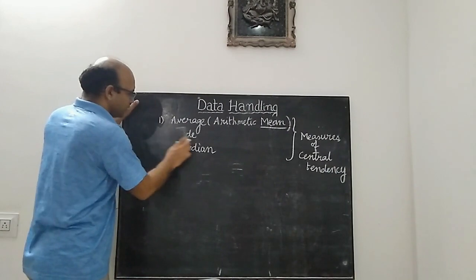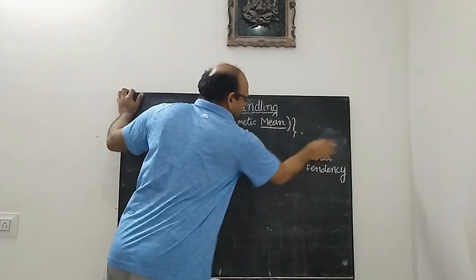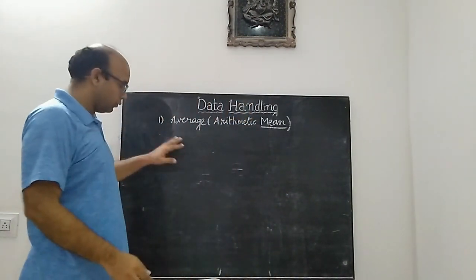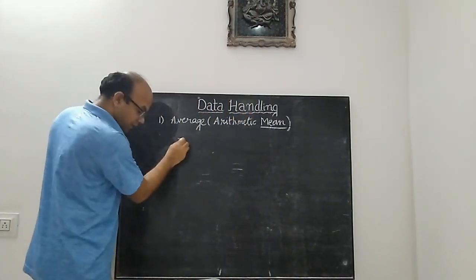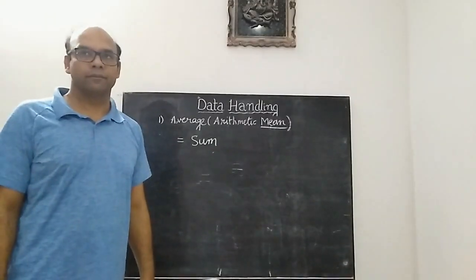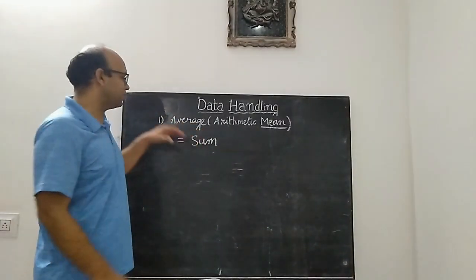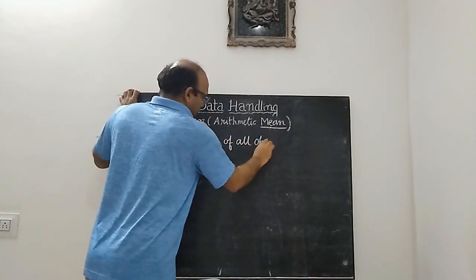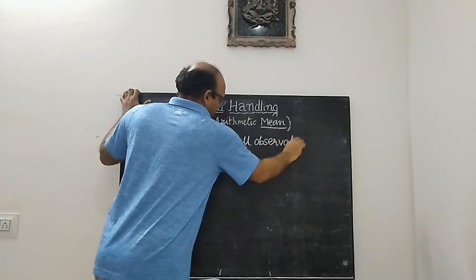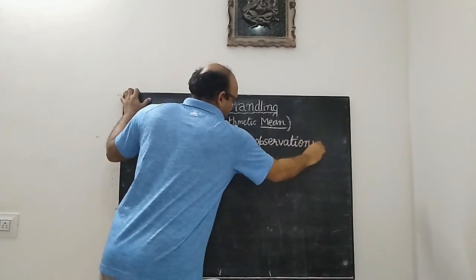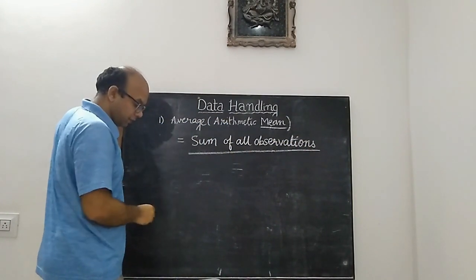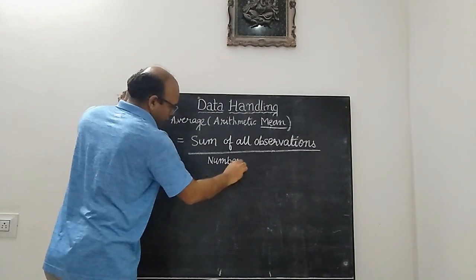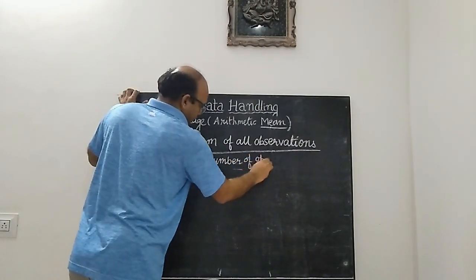So we start with the first one, the average. The way you define average is basically the sum of all observations divided by the number of observations.